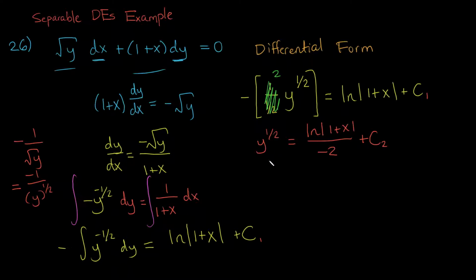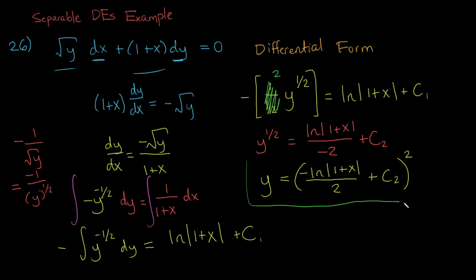And finally, because this is the square root of y, we can square both sides to get that our y, the solution to the differential equation, is going to be y equals negative natural log of 1 plus x, divided by 2, plus an arbitrary constant, c sub 2, all squared. And this is going to be our solution.